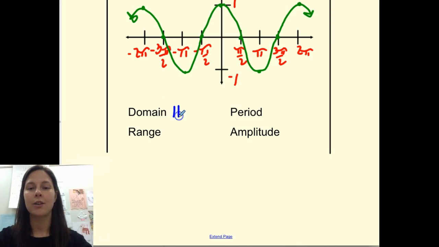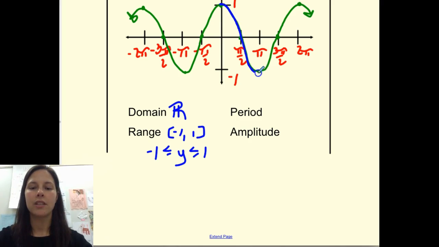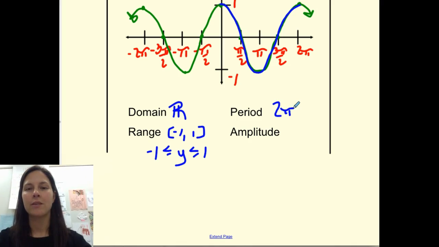Domain, we can still take the cosine of any angle of rotation. Range, we still have those same maximum and minimum values that the sine function does. Period, again, when you look at one wave of this function, we're starting at 1, going all the way down to -1, and then coming back up to 1. It takes a full 2 pi units to do that. And our amplitude, the wave is still bouncing between -1 and 1, so our amplitude is 1.